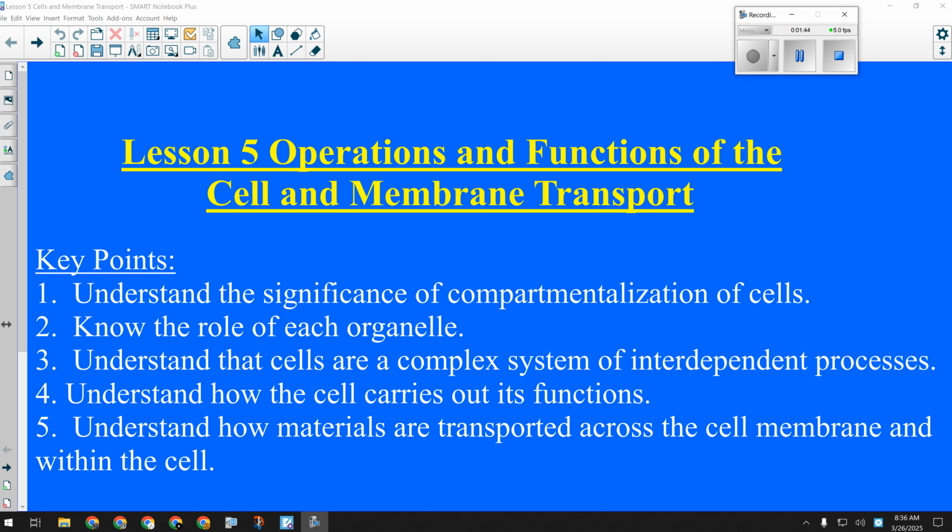Key point number one: the significance of compartmentalization. Compartmentalization is an important term. What it means is cells have different rooms within the cell where different jobs get done. Those different rooms are the different organelles within the cell.